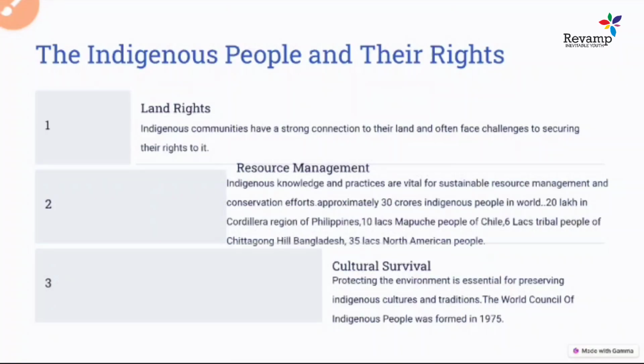On the different corners of the world, not only in India, a lot of tribal communities and indigenous people used to live, like 20 lakh in the Cordillera region of the Philippines, 10 lakh Mapuche people of Chile, 6 lakh tribal people of Chittagong Hill, Bangladesh, and 35 lakh North American people. There are different communities in India too. We know a lot of different tribe names who live in the forest area. They had resource management knowledge, so they know how to live in this area.